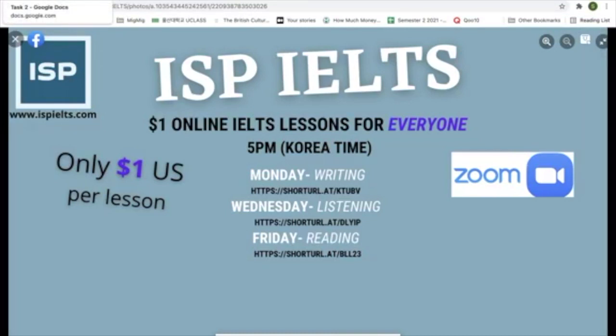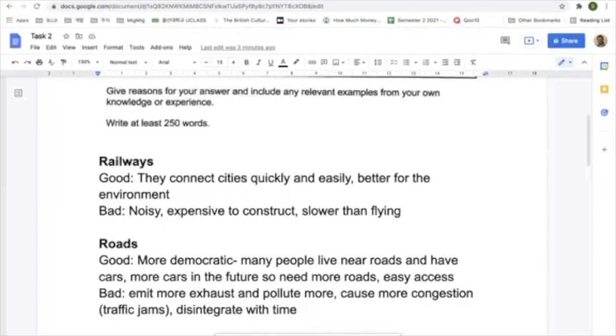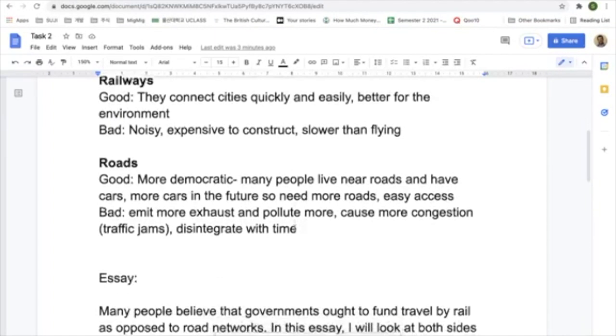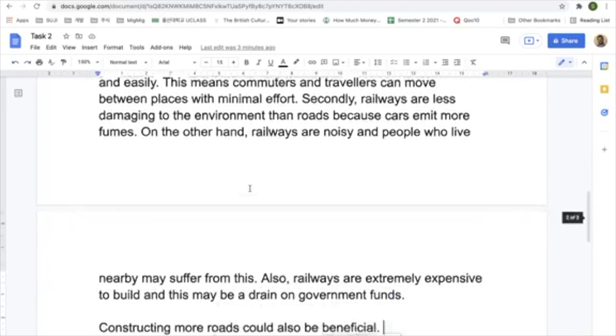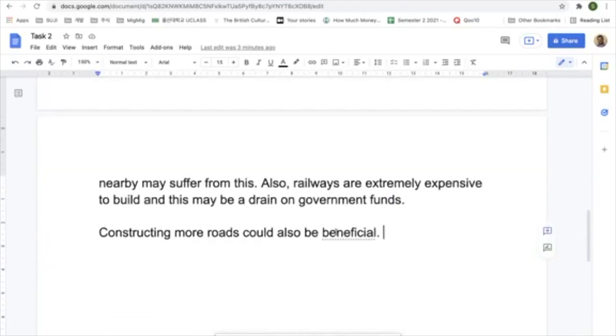So with that out the way, we're going to move on and we're going to finish off our essay. So we have our introduction and we talk about railways. Now I'm going to talk about roads. Constructing more roads could also be beneficial.